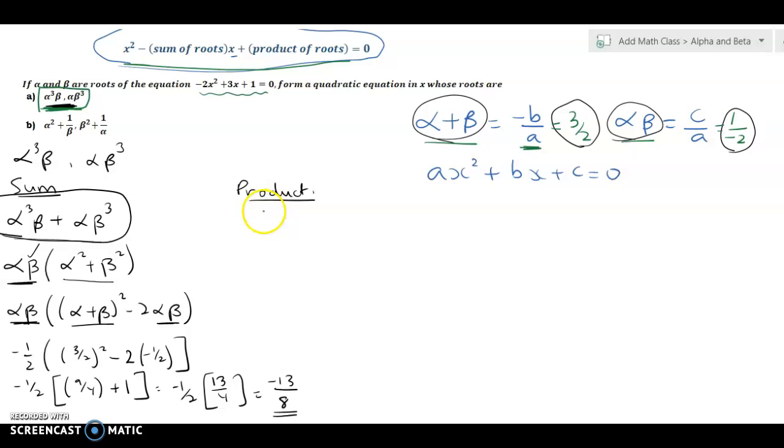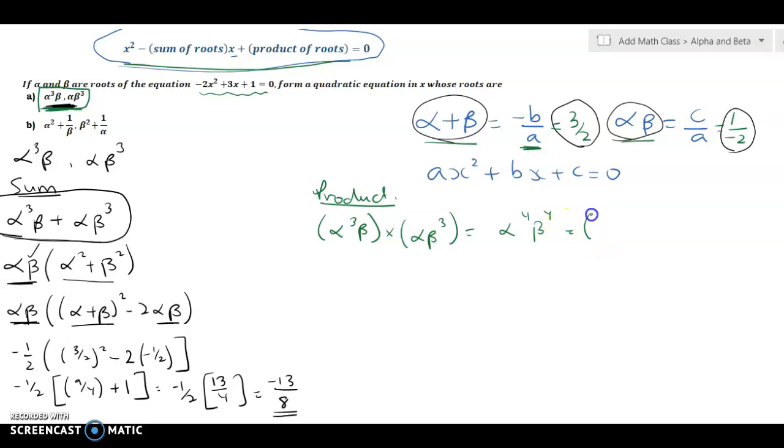Now I need to find the product of these two roots. The product of the roots simply means I'm going to multiply these two values. So I'm going to write alpha cubed beta multiplied by alpha beta cubed. This ends up giving me alpha to the 4th power and beta to the 4th power, which is lovely because then I could just write alpha beta all to the 4th. And that's simply by substituting here the minus a half, I will end up getting minus a half to the 4th power, which will end up being 1 on 16. So I could just take off my brackets. So that is my value for the product of the roots. Now I need to do the last piece, which is to substitute into the equation, right?